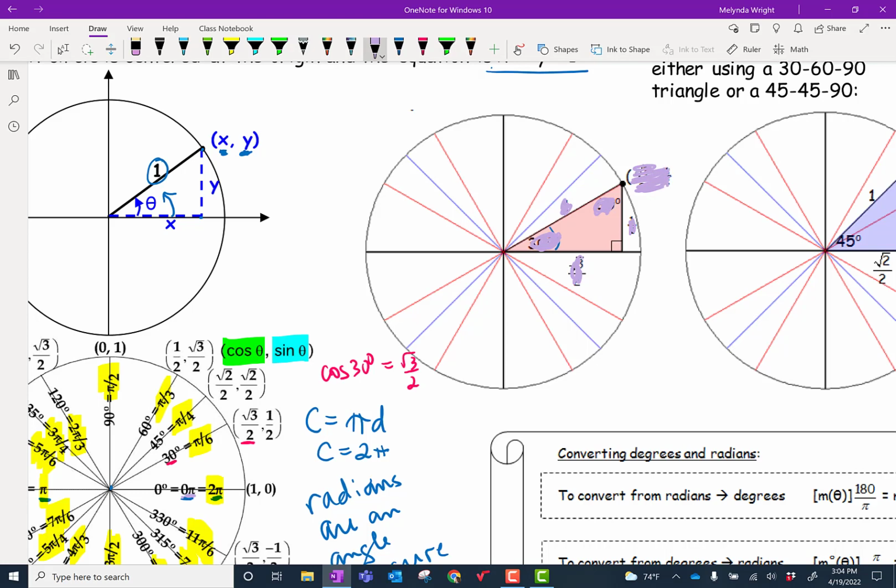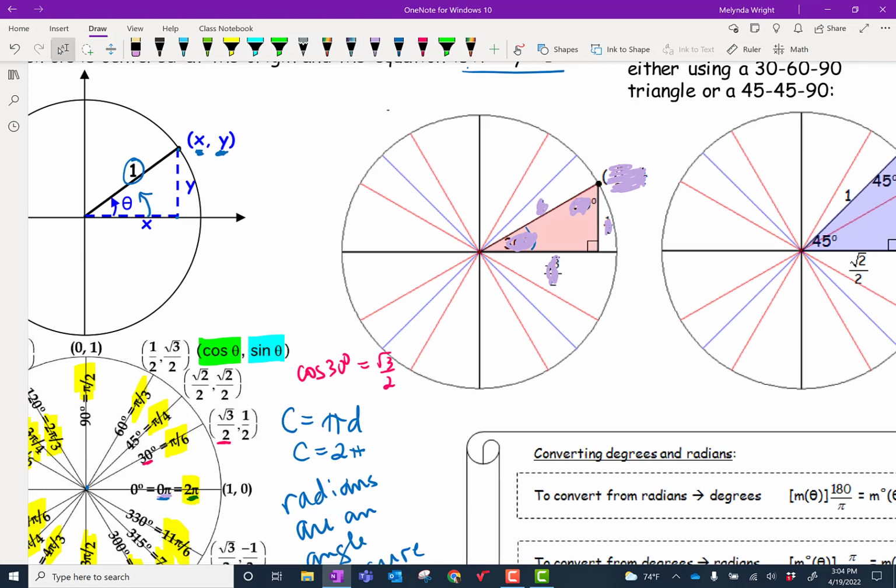The radian measure tends to be what confuses students the most. How do they know all the radian measures? The easiest way, or at least my easiest way, is by counting. The 30, 60, 90 angles are all multiples of pi over 6. And the 45, 45, 90 angles are all multiples of pi over 4.